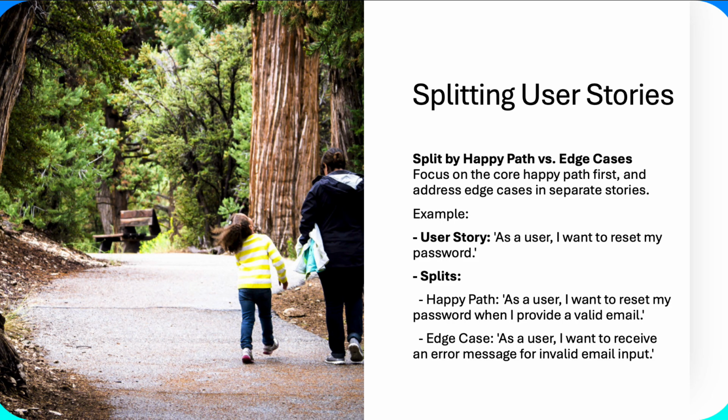Another way to split the user stories is the happy path versus the edge cases. And if you remember correctly, when we wrote our use cases, and actually when we used generative AI to help us write the use cases, they gave us some exception criteria or edge cases as it's written here. So for example, I want to reset my password. The happy path is I want to reset my password when I provide an email. But there also may be an edge case here.